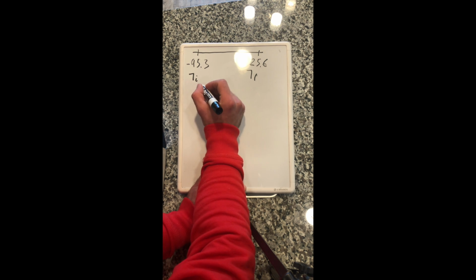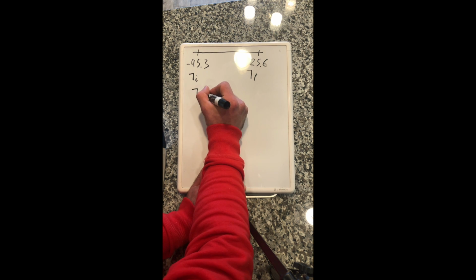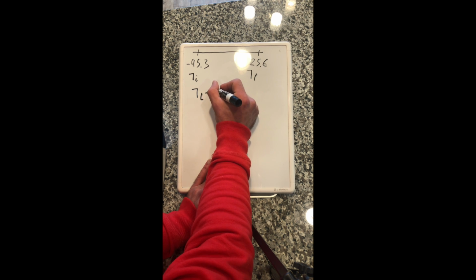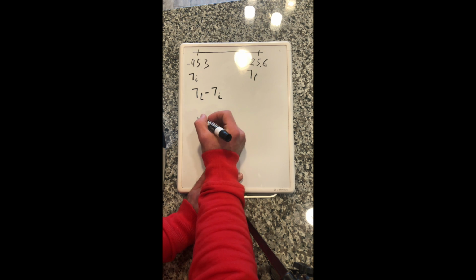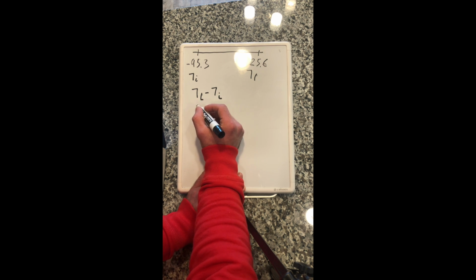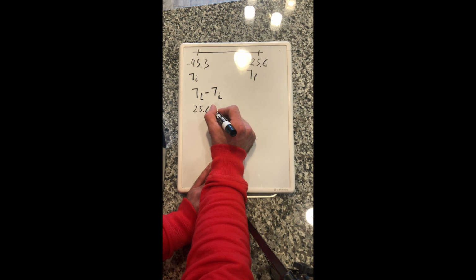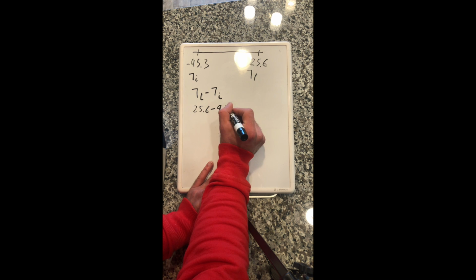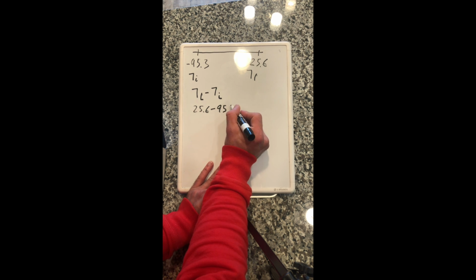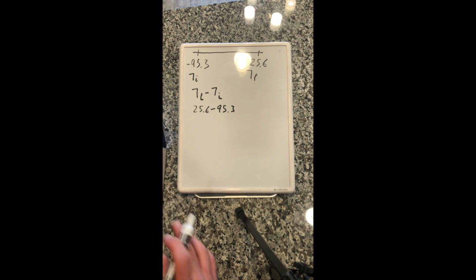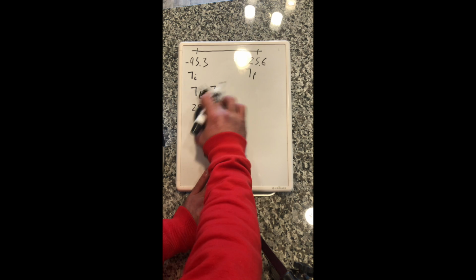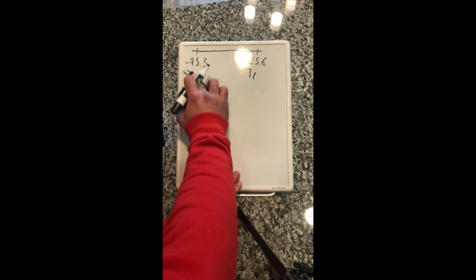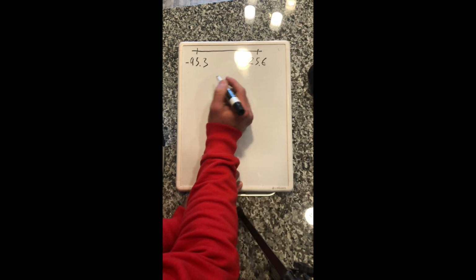So the original equation was T final minus T initial. Those values, like I said, were 25.6 minus the 95.3. So that was the chemistry context of this. Let's get into the mathematics of it.